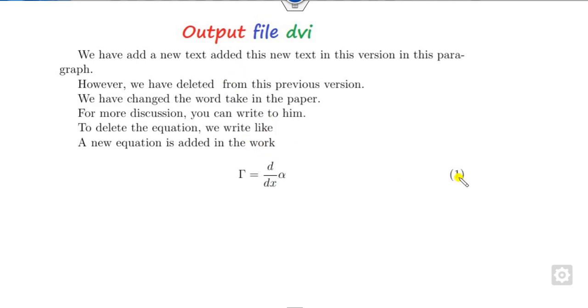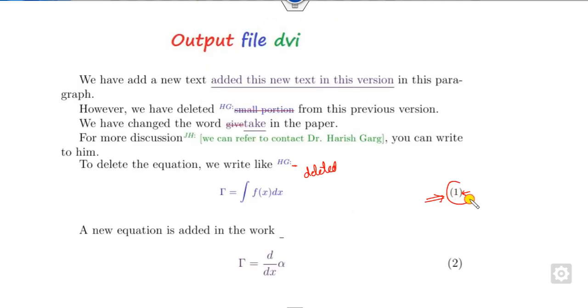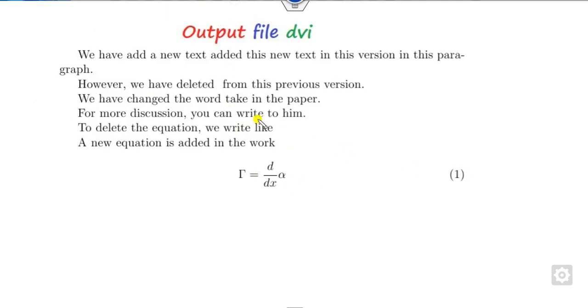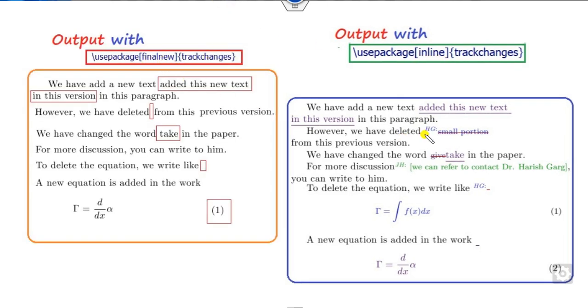If you compare from here, you can see this equation number 1, I have deleted this one. Once you write final new, this equation will automatically be deleted and the numbering will automatically be adjusted, like here. You can see equation number 1. This is the option using the inline, and if you write final new instead, you can see that this line is added here, and this text is deleted from the final version.